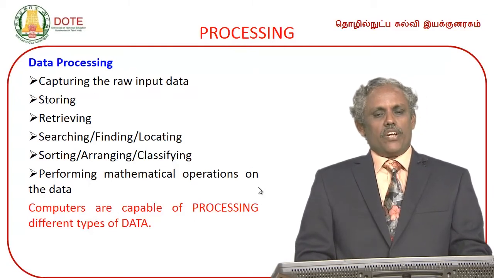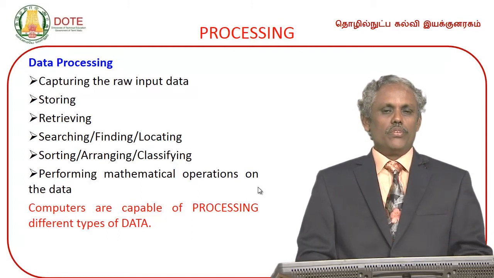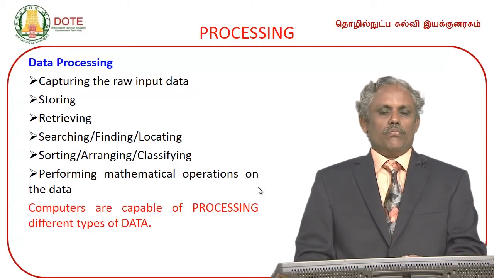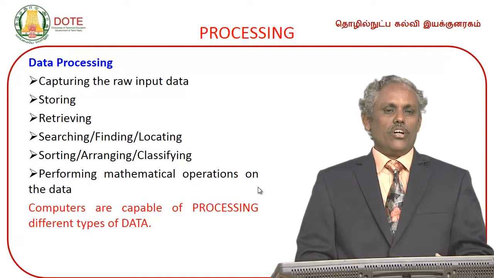And another type of application is sorting. That means we arrange the data in increasing or decreasing order of numbers or alphabetical order of text. So, the data can be arranged, or the data can be classified into different types. We can group the information according to some criteria or some basic values. For example, the student information can be classified into different branches.